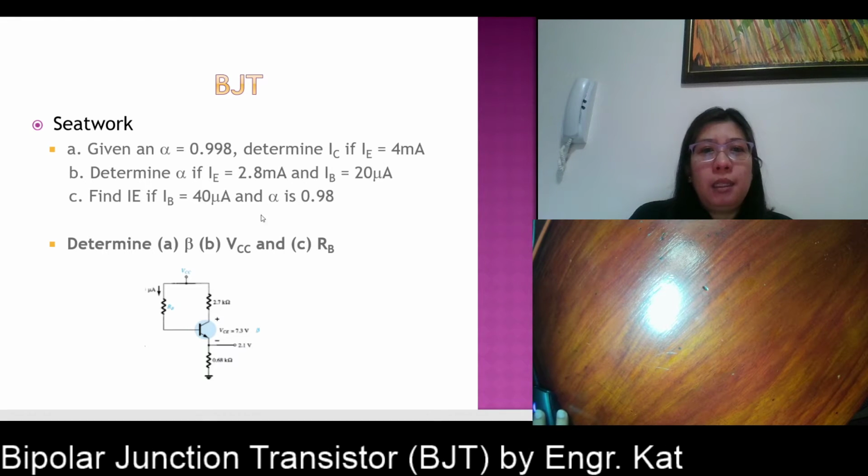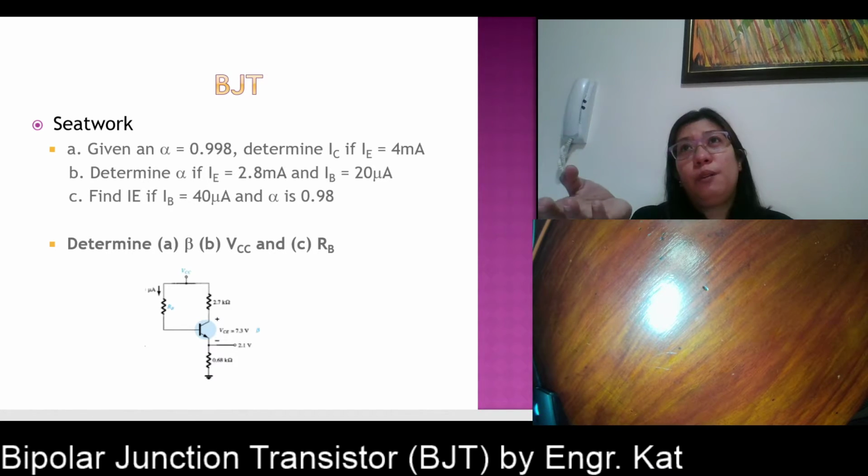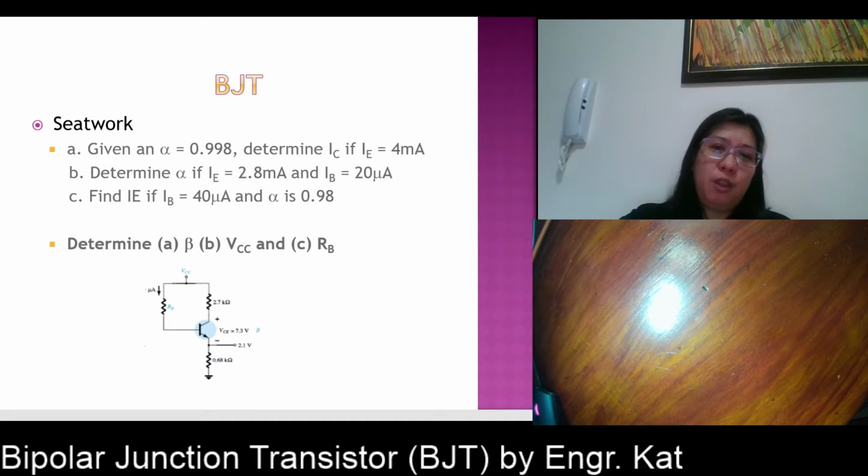And then IE, given your IB and given your alpha. Very simple. You just have to look for the relationship between alpha and your beta. I will just leave that to you. You have to practice at home.